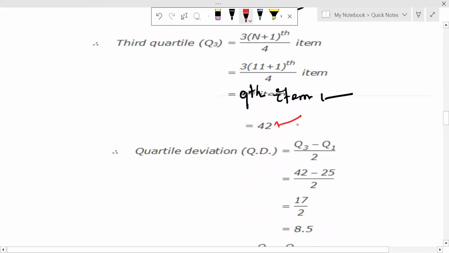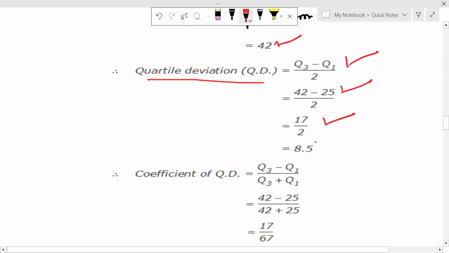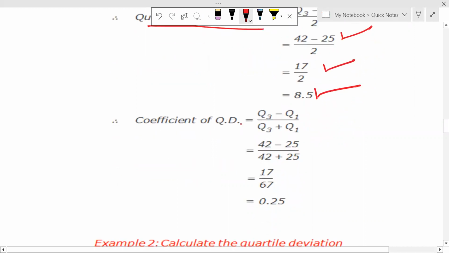The 9th item is 42. So what is the quartile deviation? Q3 minus Q1 by 2. Q3 is evaluated as 42 and Q1 is 25, so 42 minus 25 is 17, divided by 2, which equals 8.5. The coefficient of quartile deviation is Q3 minus Q1 by Q3 plus Q1. Putting in the values, 42 minus 25 over 42 plus 25, we get 0.25. That is the coefficient of quartile deviation.